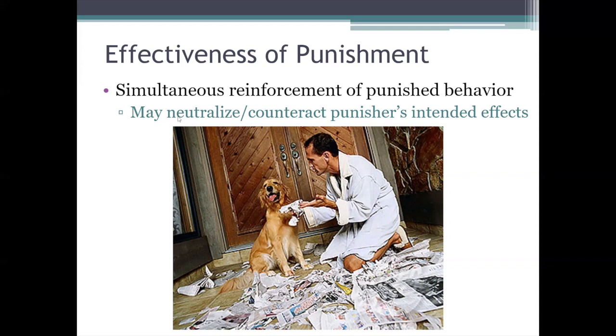And so, as I've said on the slide here, that simultaneous reinforcement of the punished behavior can wind up neutralizing or even counteracting the effects of the punisher. So, for example, let's say that after your dog chews on things that it's not supposed to chew on, you typically scold it. We'll say that that's the punisher that you typically administer as a consequence for that behavior.